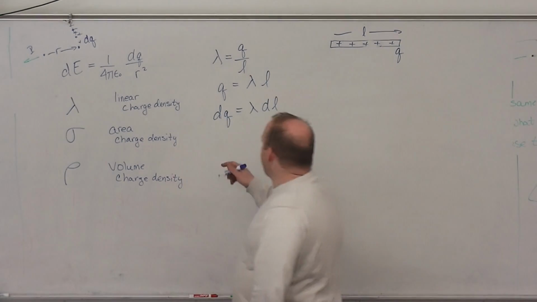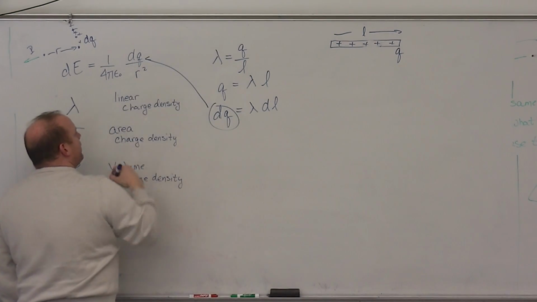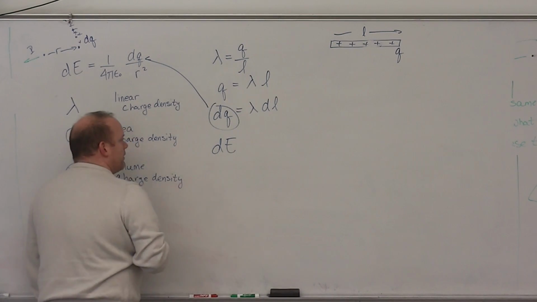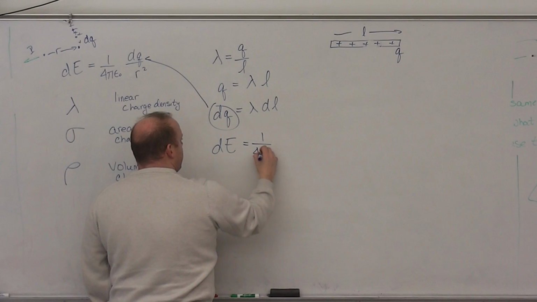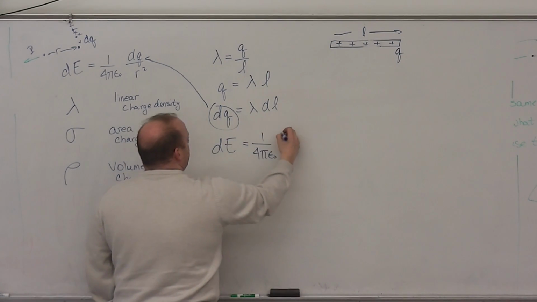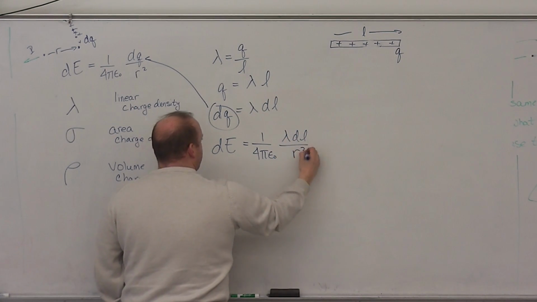So now, I'm going to substitute this dq right here. I'm going to substitute that in right there. So my differential electric field will equal 1 over 4 pi epsilon naught lambda dl over r squared.